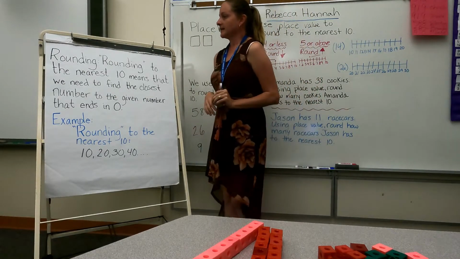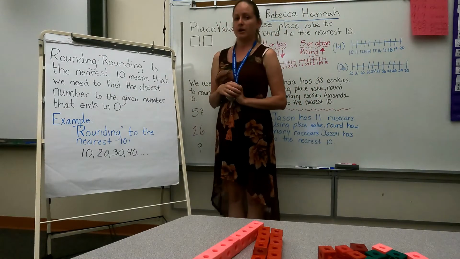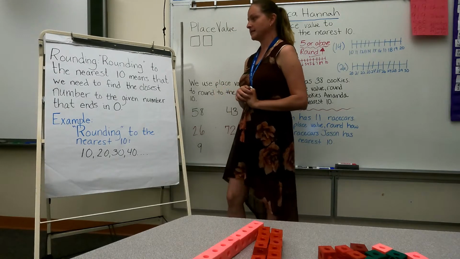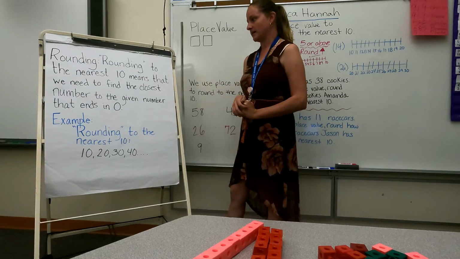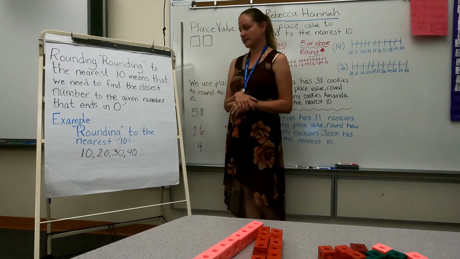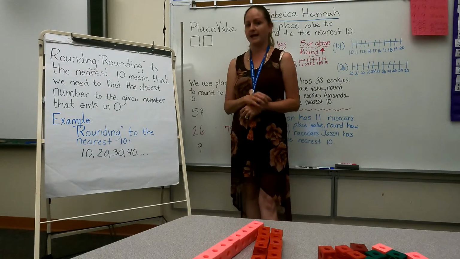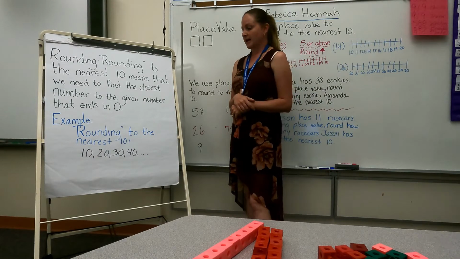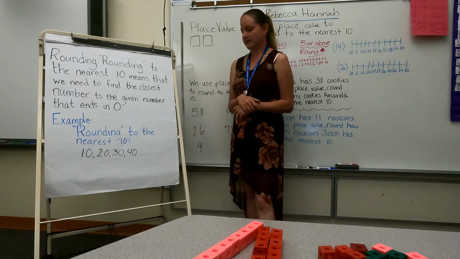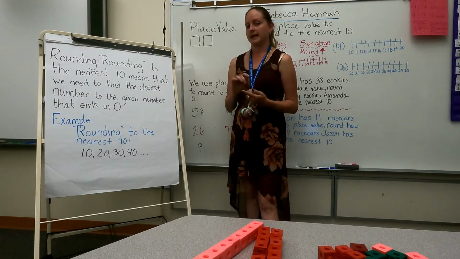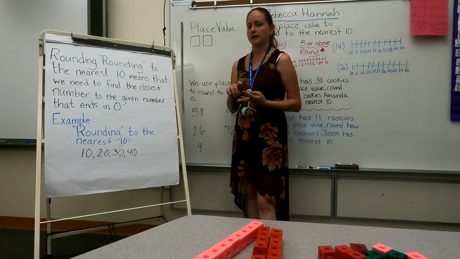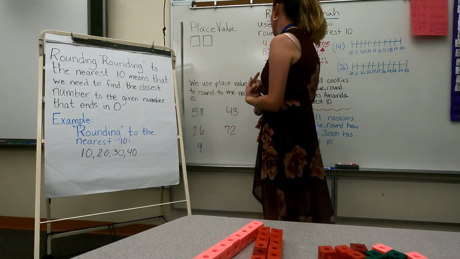To understand this lesson, students are going to know how to round to the nearest 10. Rounding to the nearest 10 means that we need to find the closest number to the given number that ends in 0. An example of rounding to the nearest 10 is numbers like 10, 20, 30, 40, and so on.